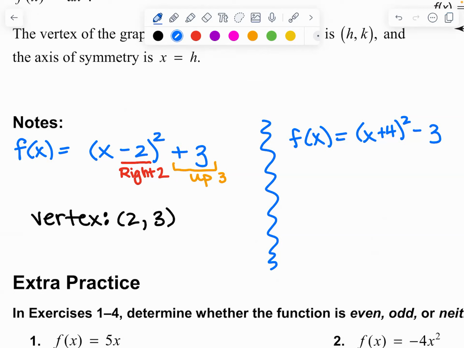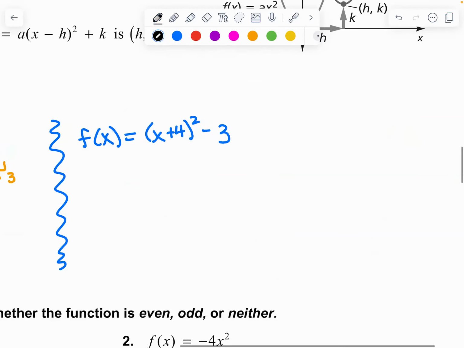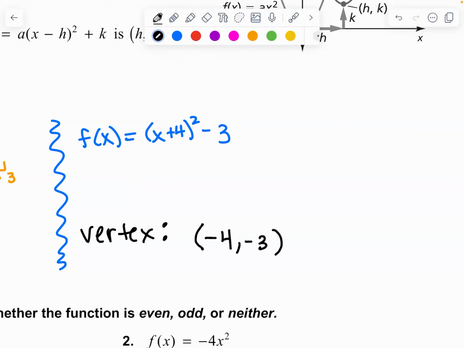Check in with your elbow partner to see if they agree. Eli got it wrong, or you got it wrong? All right. Ellery, where do you have your vertex? Okay. Ellery wrote (-4, -3).